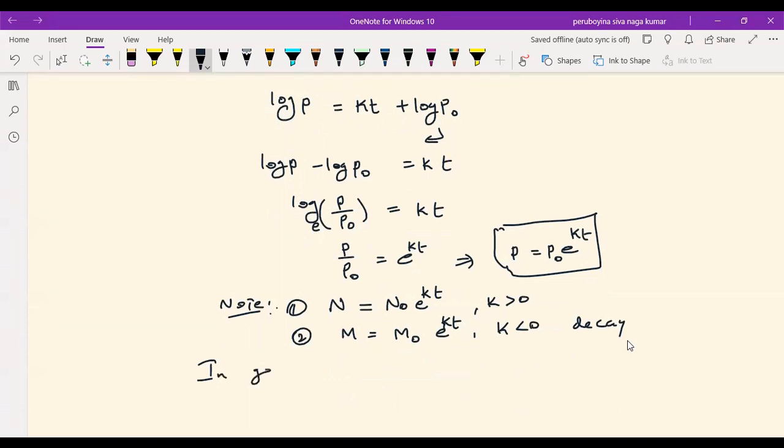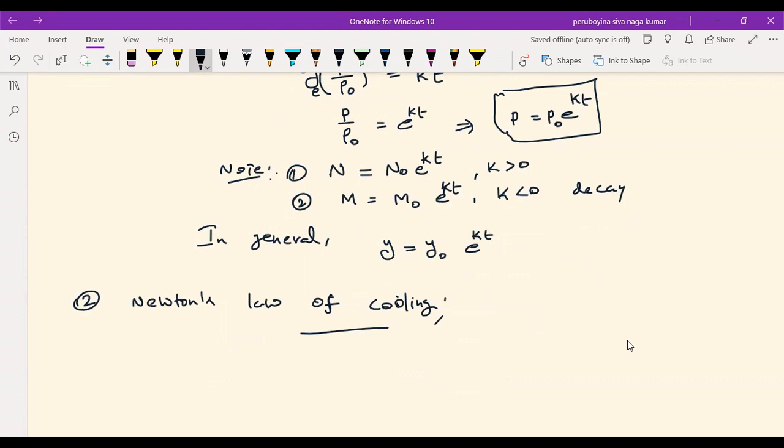In general, you can say simply y is equal to y naught into e power kt. Okay. If k is positive, you can understand it is growth. If k is negative, you can understand it is decay. Okay? Understood this concept? The next application of differential equations is application number 2.